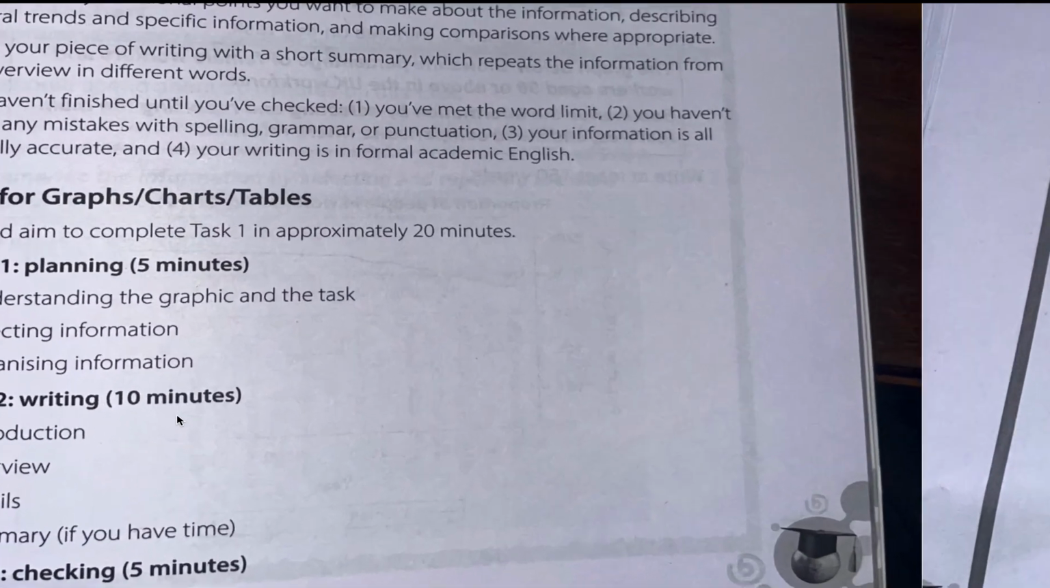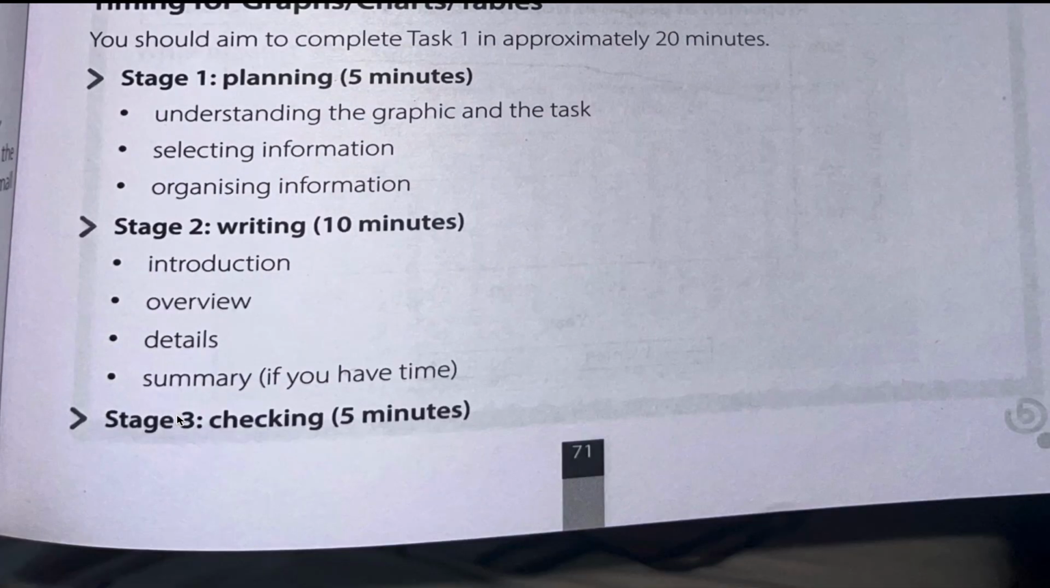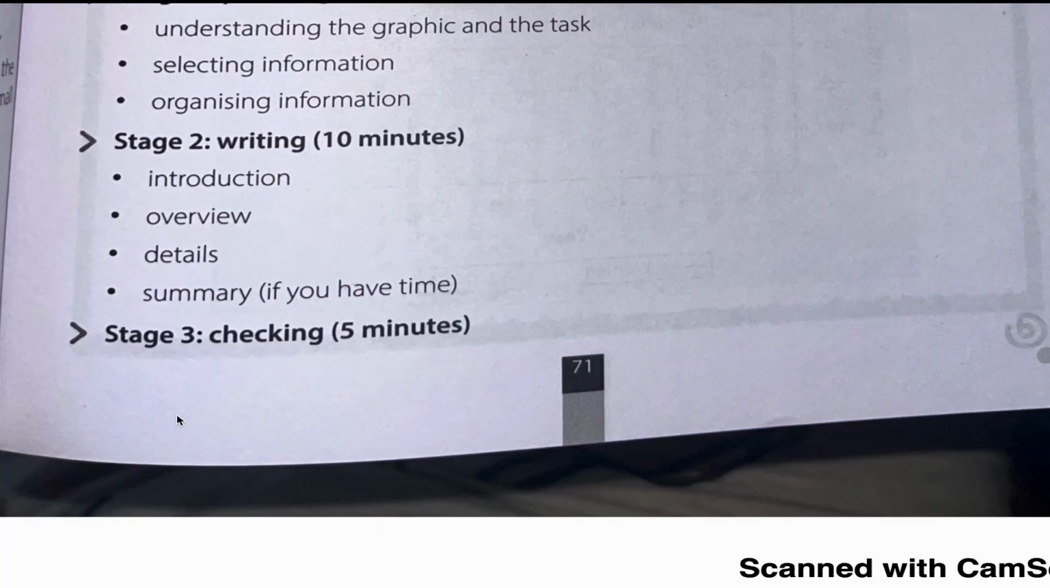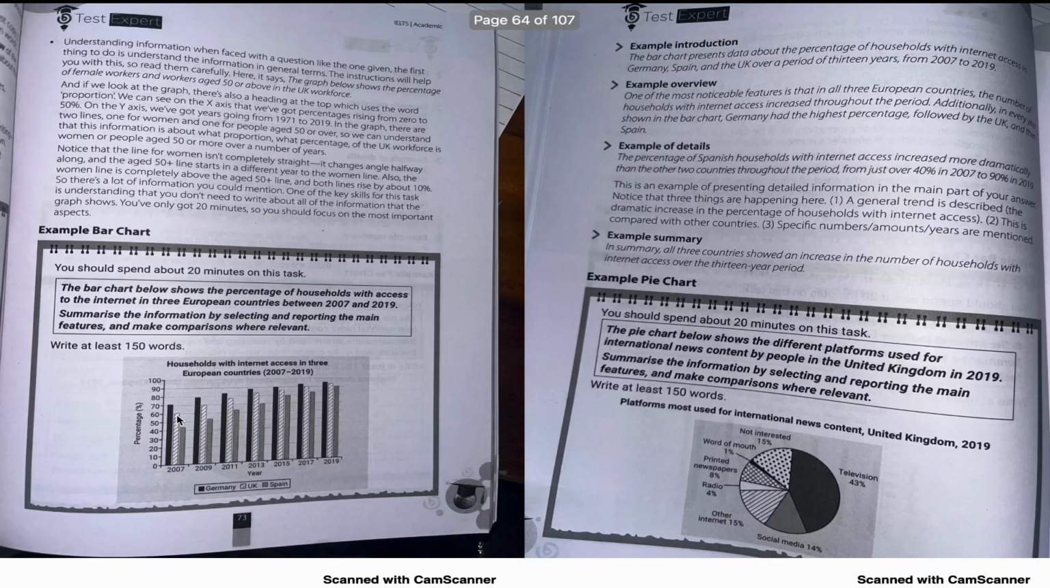Timing for graphs, charts, and tables. How are you supposed to divide the 20 minutes which are allotted to you in these kinds of questions? First, you need to understand the graphic that is given in your paper, and you need to understand the task that is expected from you. After that, you are going to select the information and then organize the information. And then you are going to write about it. When you start to write, you need to break down the content into the following topics: introduction, overview, detail, summary, and then you are going to check what is given in the question.